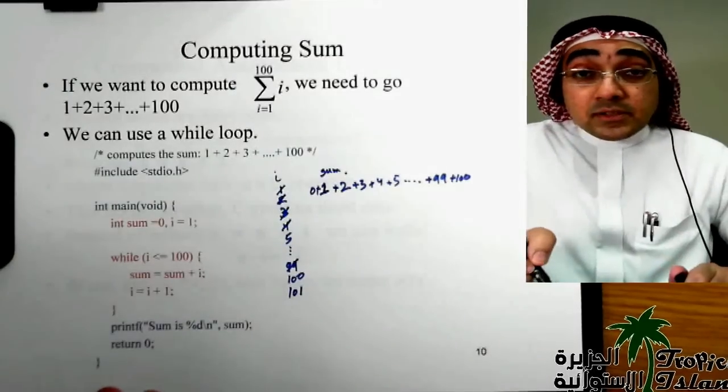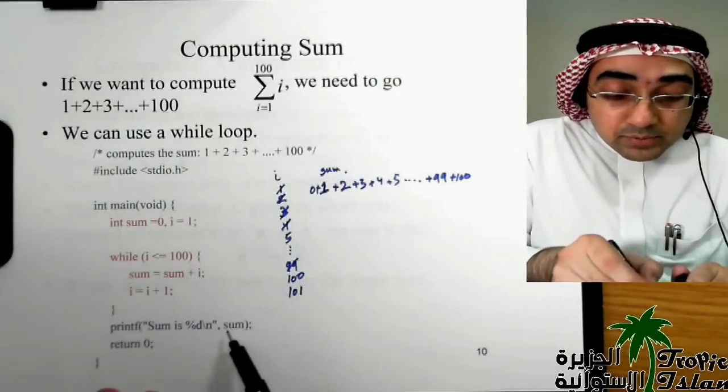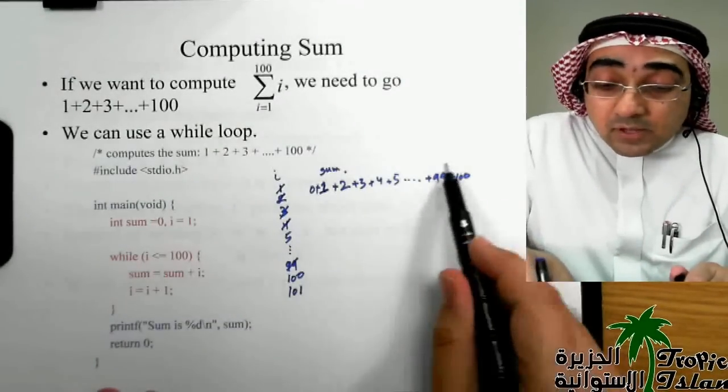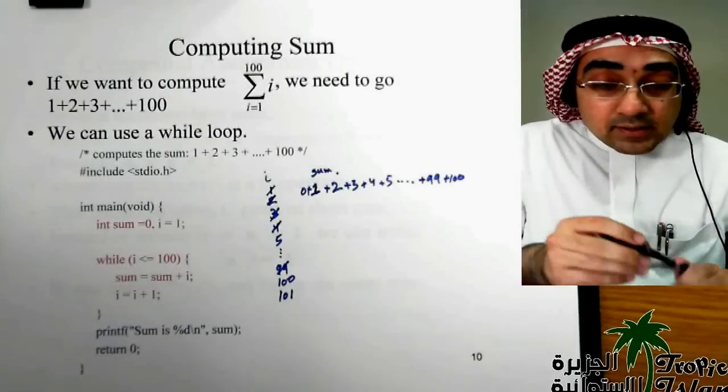That means that I have reached the false condition, and in that case I will jump out of my loop and I'll print the sum is, and I'm going to print the value of the sum, which is the total from 1 to 100, exactly what I wanted to print. And then I'm going to stop my program.